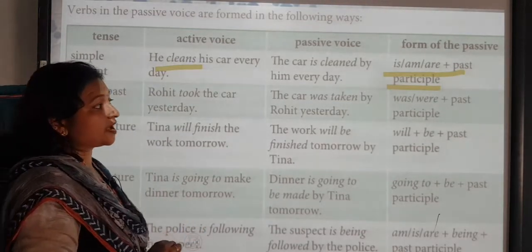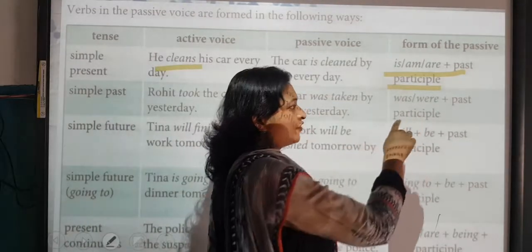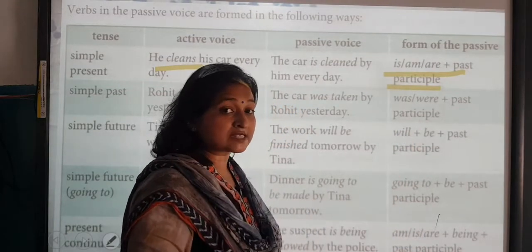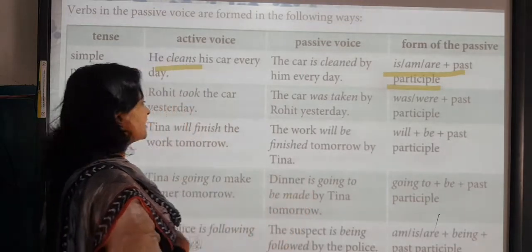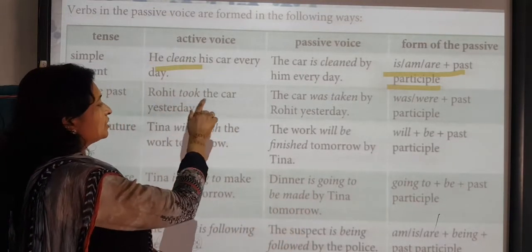Now, second is simple past tense. Simple past tense में क्या आना चाहिए? Was or were plus past participle. Was किसके लिए? Singular. Were for plural. Now let's see our example. Rohit took the car yesterday.